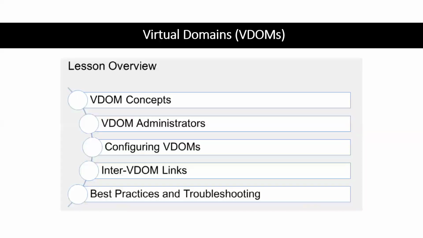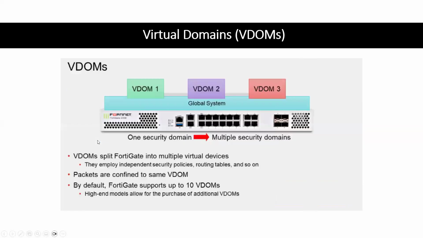All right, so let's jump on in and talk about some fundamentals and concepts of VDOMs. I already know what you guys are going to learn, so let's just talk about it because I'm excited. We look at the FortiGate on the screen. Out of the box, we just have one firewall that's going to service our network. It is one security domain, similar to a switch. A switch out of the box has one VLAN, which means it has one broadcast domain.